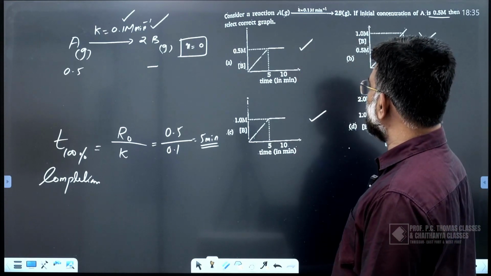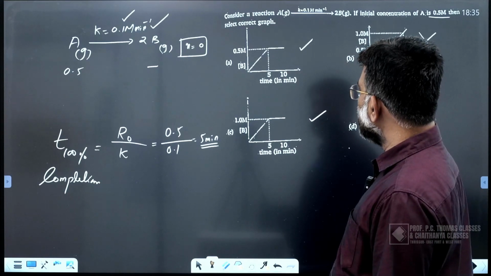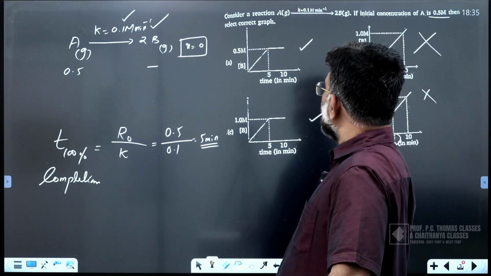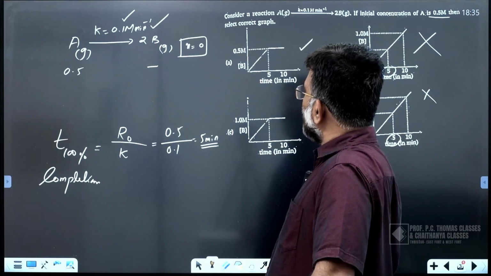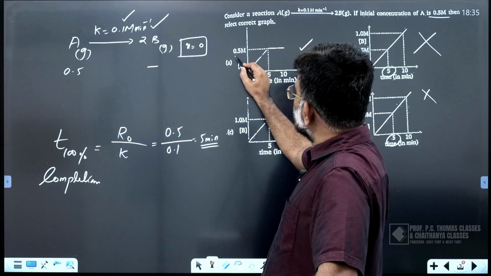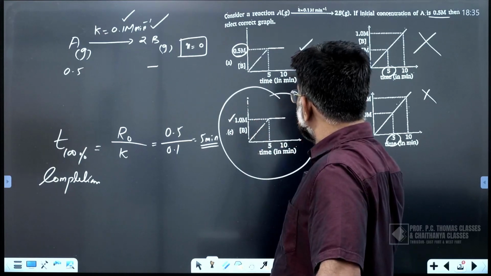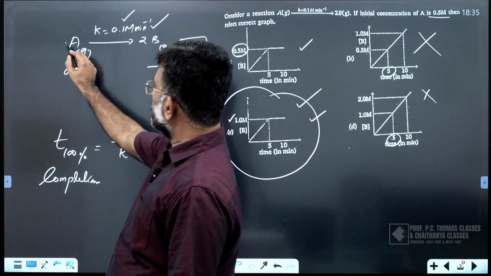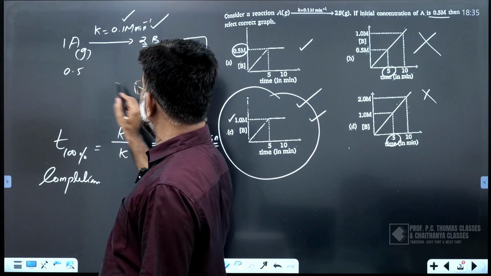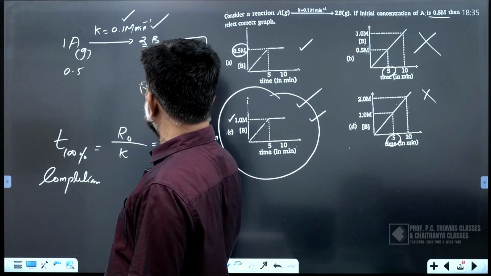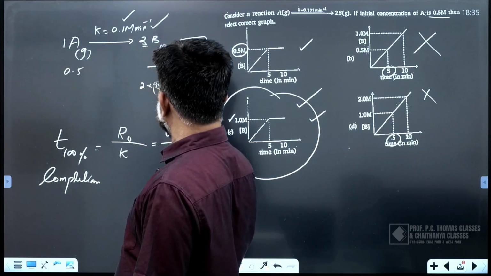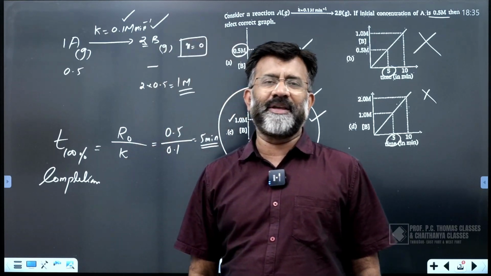So what will be the answer? It is decided by the quantity of B formed. The quantity of B formed is not 0.5, it is 1. This is the correct answer. Why? Because 1 mole of A will give you 2 moles of B, so 0.5 will give you 2 into 0.5, that is 1 molar, which will be the quantity of B formed.